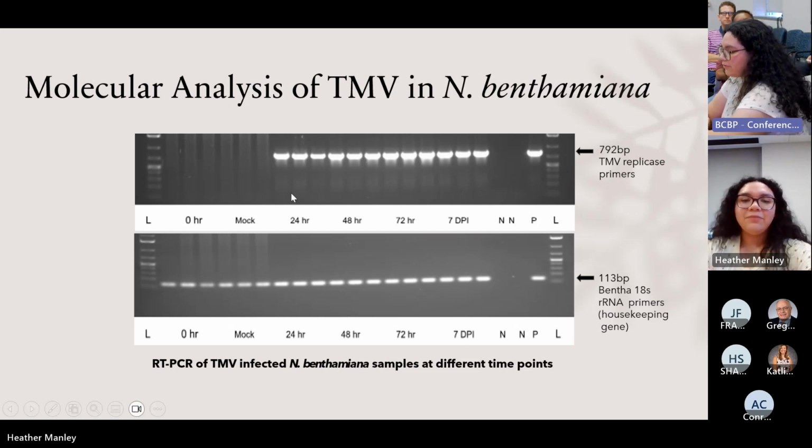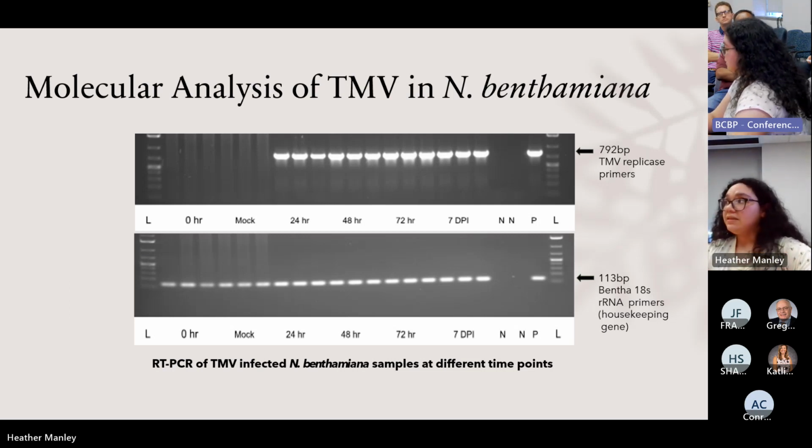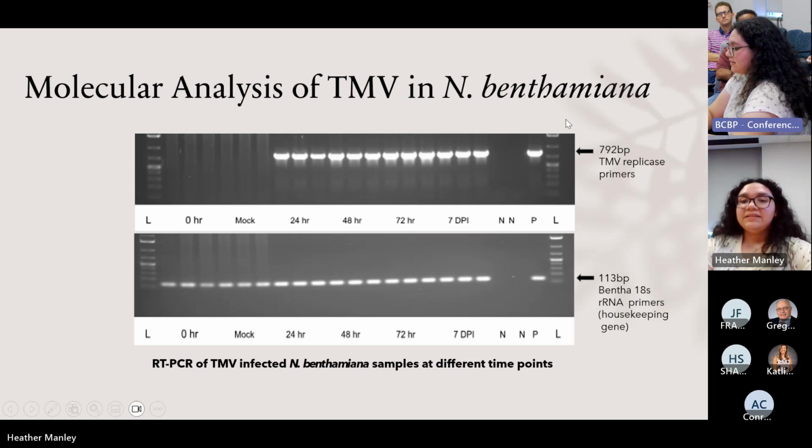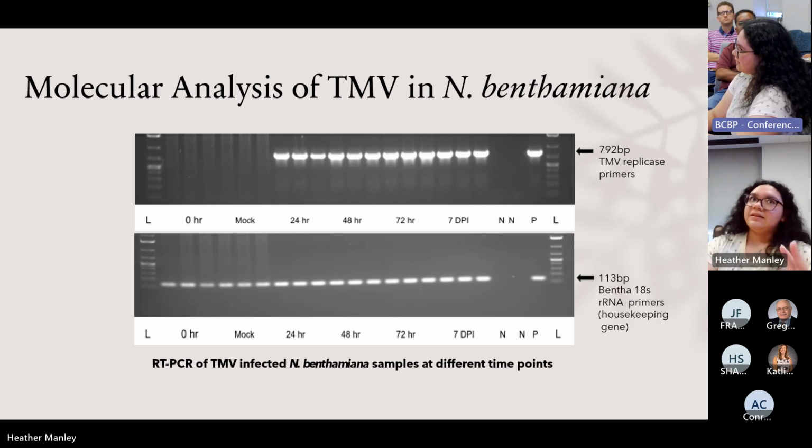And then at the 24-hour mark, well, if you can kind of tell, I don't know if you could, but between the 24-hour and 72-hour marks, where's the mouse? The bands get brighter and brighter. That means that there was more of the virus in the plant. And then at 7 DPI, the bands are a little less bright because the plant is dying already. So there's less of the virus in the plant since it's dying.